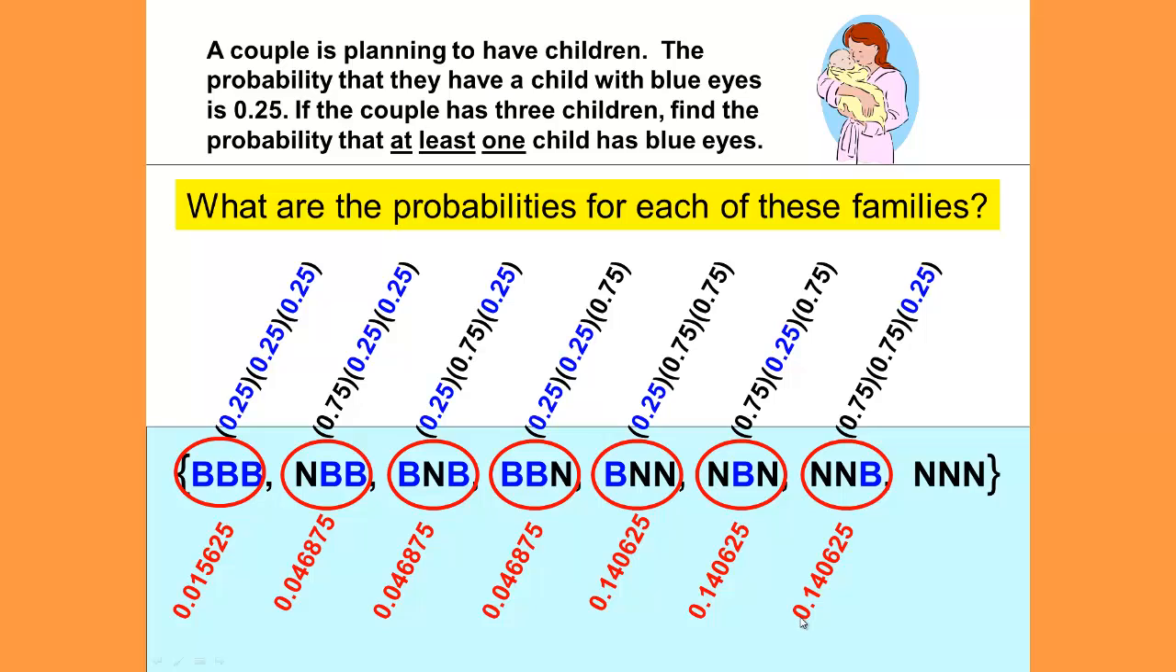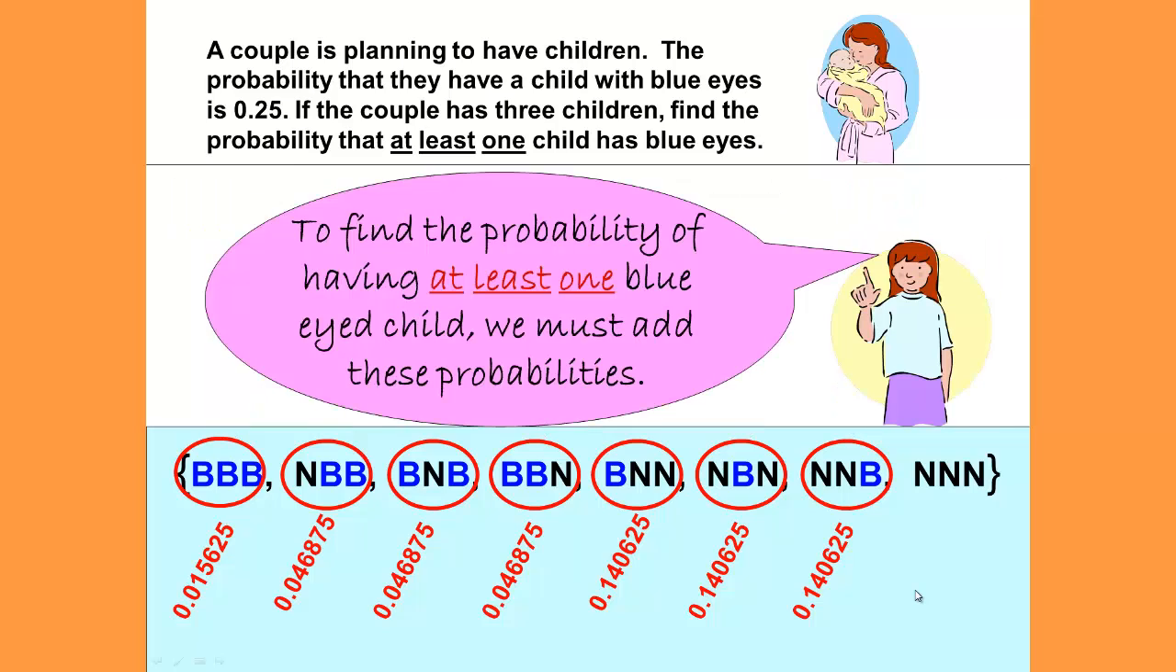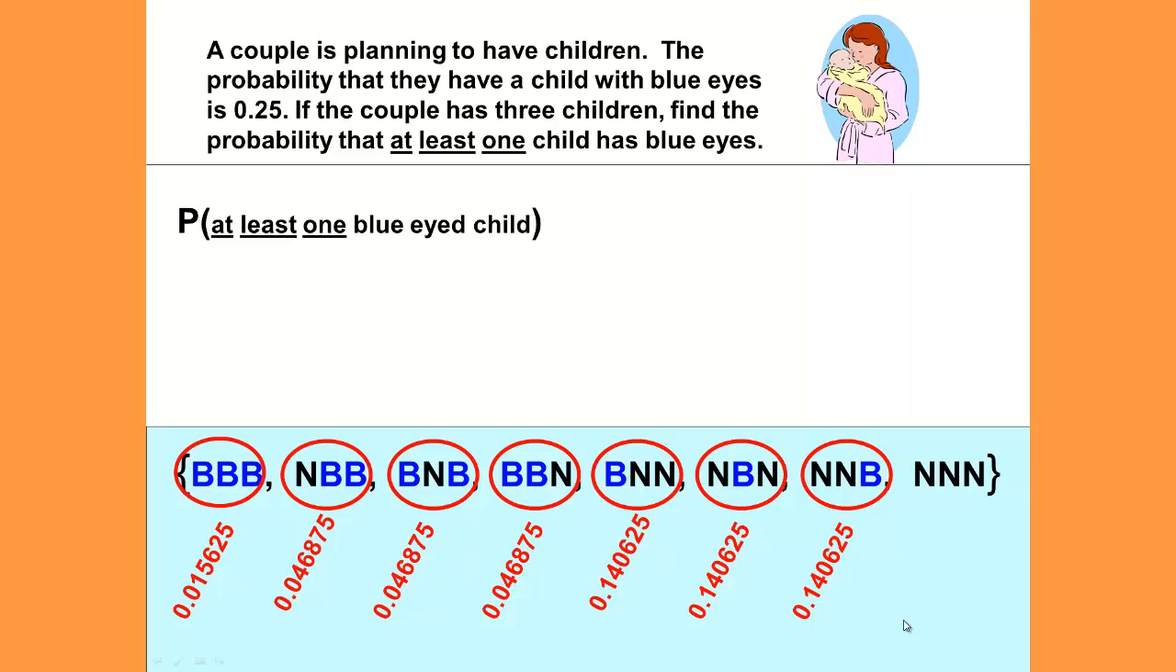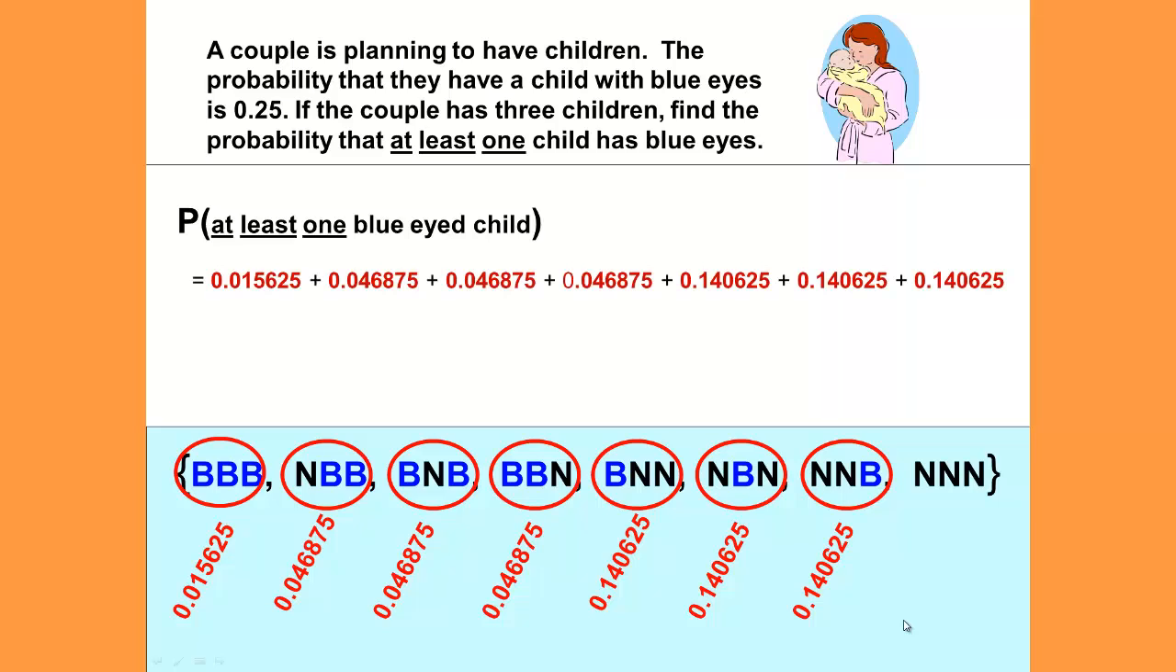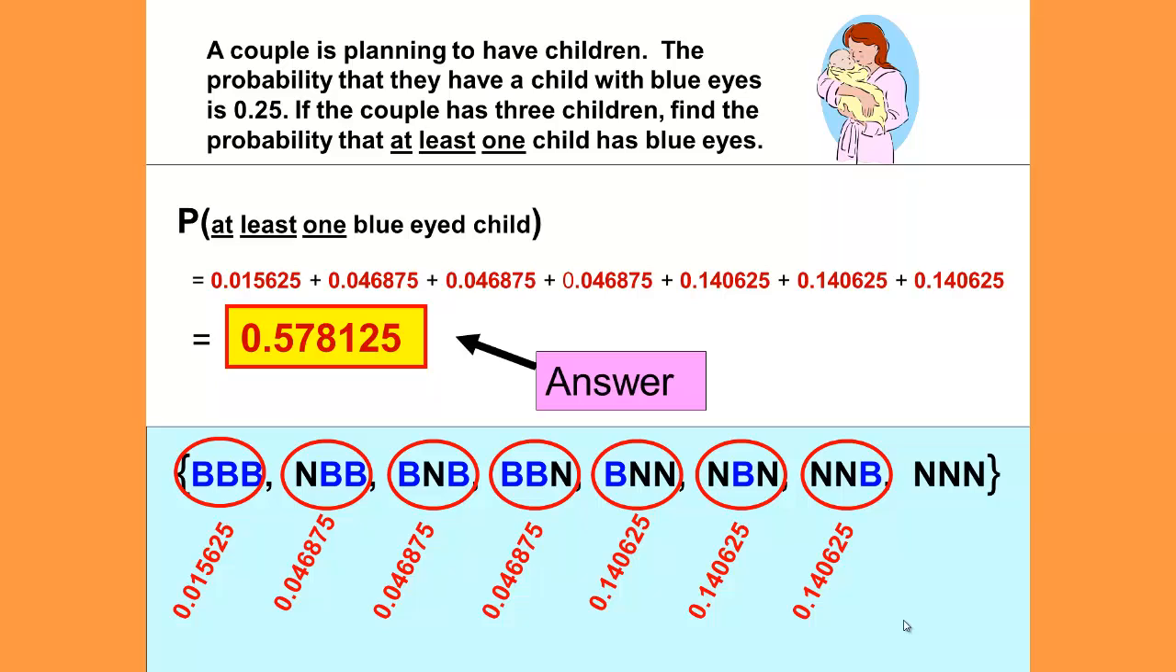So, what are these probabilities? These are all the ways to do it. Well, what would we do with these? Well, we would need to add up all of these probabilities because all of those would be at least one child has blue eyes. So to find the probability of having at least one blue-eyed child, we must add up these probabilities. At least one blue-eyed child, and we would add up those decimals. And that would give us 0.578125. And that would be our answer.